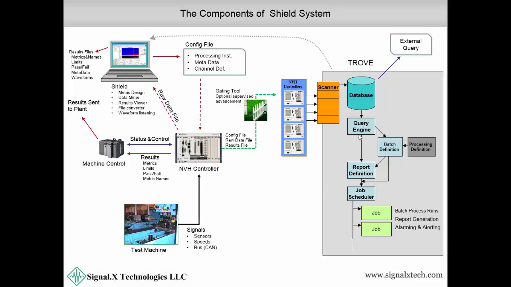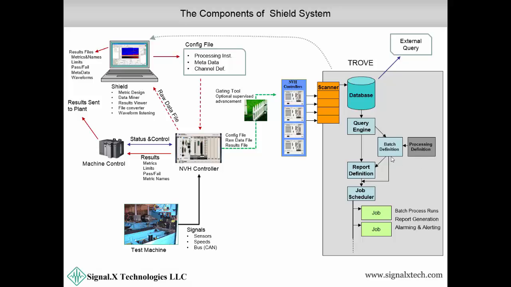The query engine can also be used to identify just a list of file names. A list of file names is what the batch processor needs. Now, the batch processor in Trove is exactly the same computation engine that resides in the NVH controller and also in Shield. Shield can make a results file out of a data file. The NVH controller makes results files out of data recordings, and the batch processor makes results files out of data files that it addresses from the database. The processing definition file that the batch processor needs is exactly the same config file that is made by Shield.